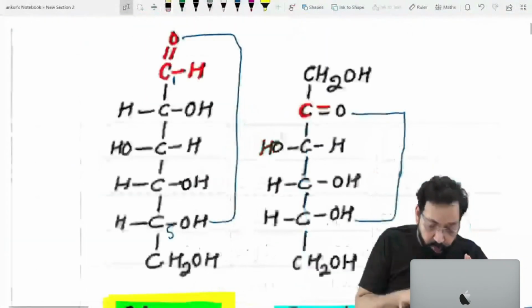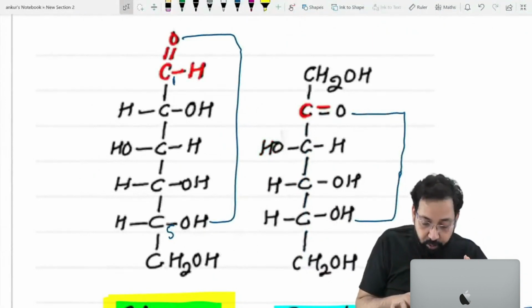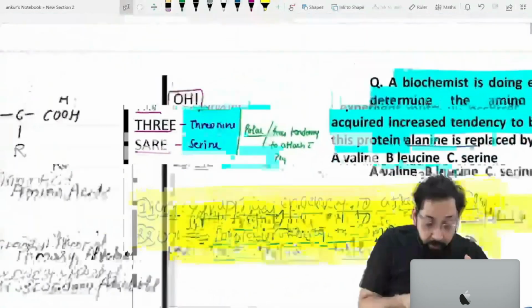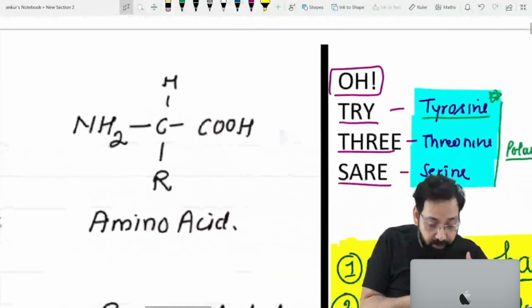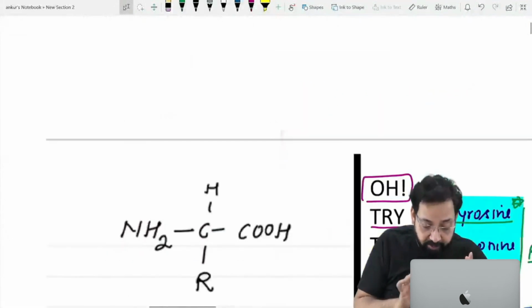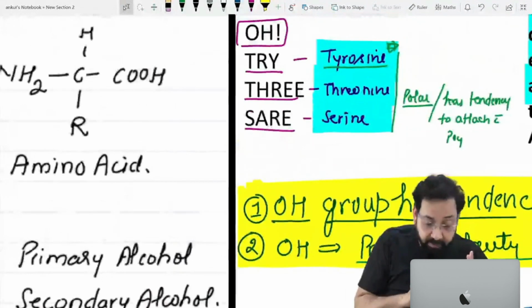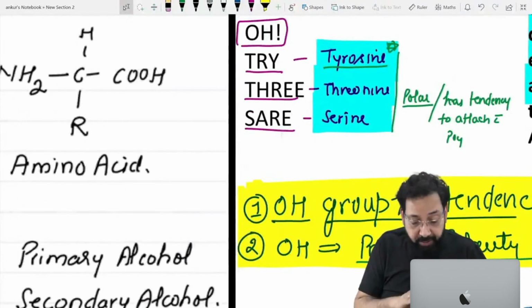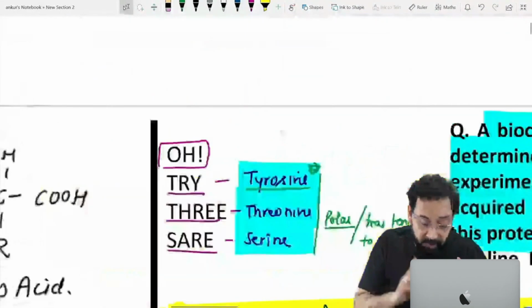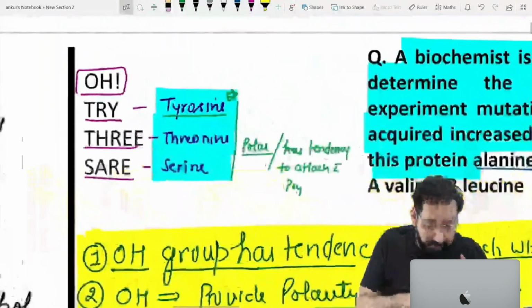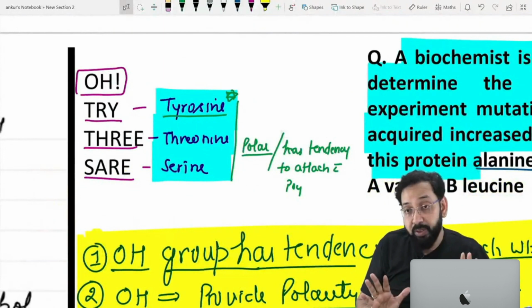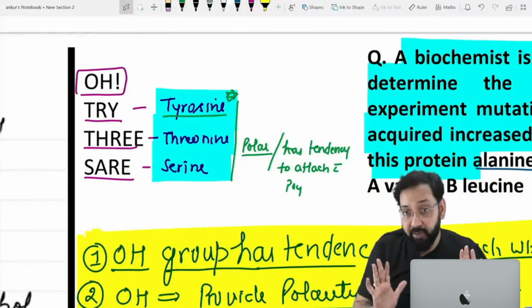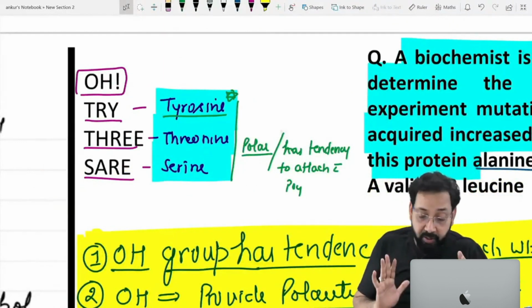In glucose there are so many OH groups, and whenever there is an OH group, it provides polarity. The OH group has a tendency to attach with phosphate. We found that out of 20 amino acids, wherever the amino group is there, positive charge, acid group, negative charge. But we define amino acids on the basis of the side chain, and there are 3 amino acids which have an OH group in their side chain. Those are tyrosine, threonine, serine. Wherever an OH group is there, it has a tendency to attach with phosphate, and they are polar. So these 3 amino acids are polar.